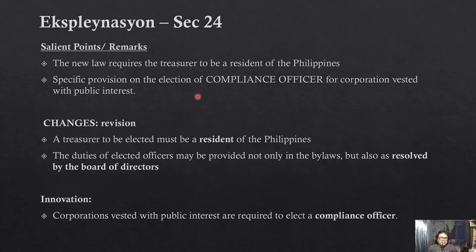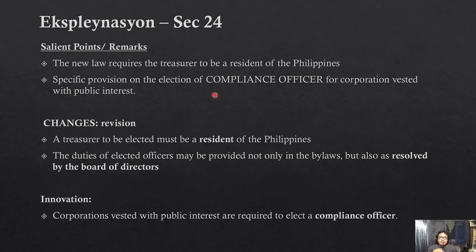Sir, ano yung compliance officer? Basically, it is an officer kung saan yung task niya is to make sure that the corporation is properly following outside laws and regulations. Meaning, simple lang, in layman's term, itong si compliance officer, from the name itself, compliance, minimake sure niya yung mga batas ng bansa natin, yung mga regulations, sinusunod ng corporation. Yun yung trabaho niya, compliance.